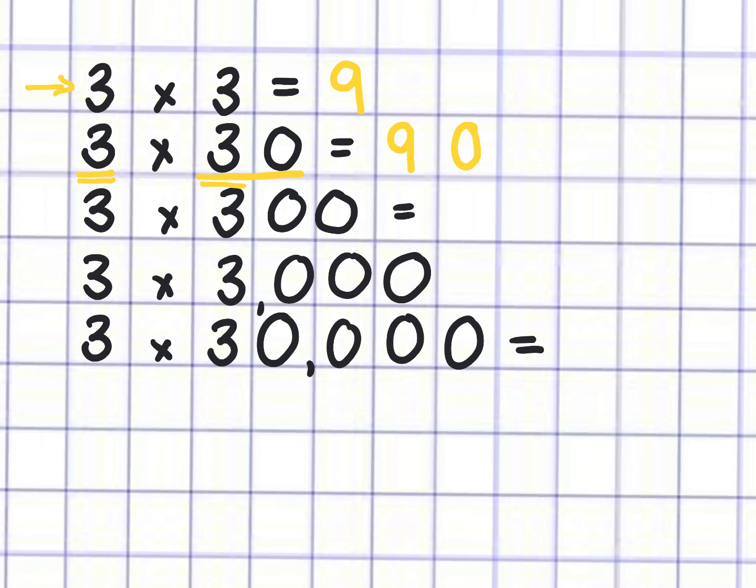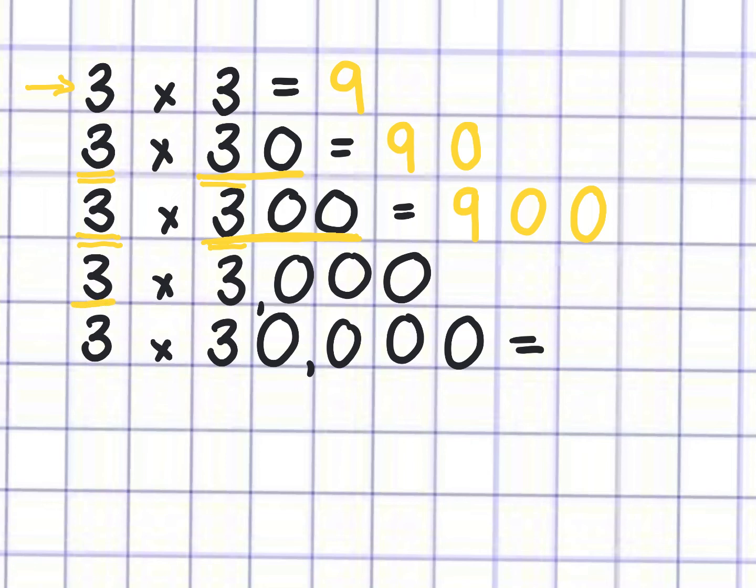Again, let's move down. This time I've got 3 times 300. Again, I'm looking at the pattern. 3 times 3 is 9. But this time I have 3 hundreds. So I need to be making sure I'm adding the 0 as the placeholder at the end.